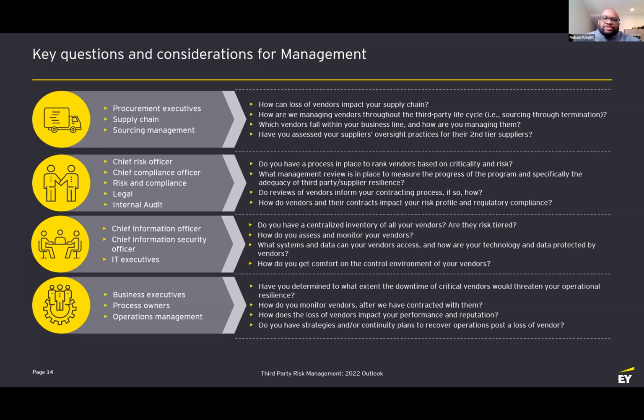Do you have a place to rank your third parties based on criticality and risk? Do you understand all of the issues that are coming out from your assessment? Do you have access to those issues from your third party? How do you get comfort on the control environment of your vendors? So if your organization is able to answer all these questions, has a very clear process, then you can understand that you're a little bit more mature in your program. If you're unable to answer these questions, then this might help guide you to some things that you might want to look at, to make improvements over the next couple months or the next couple years.